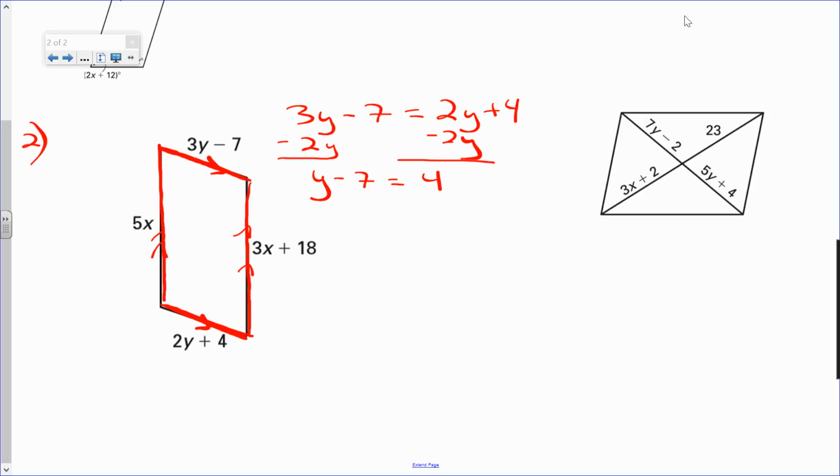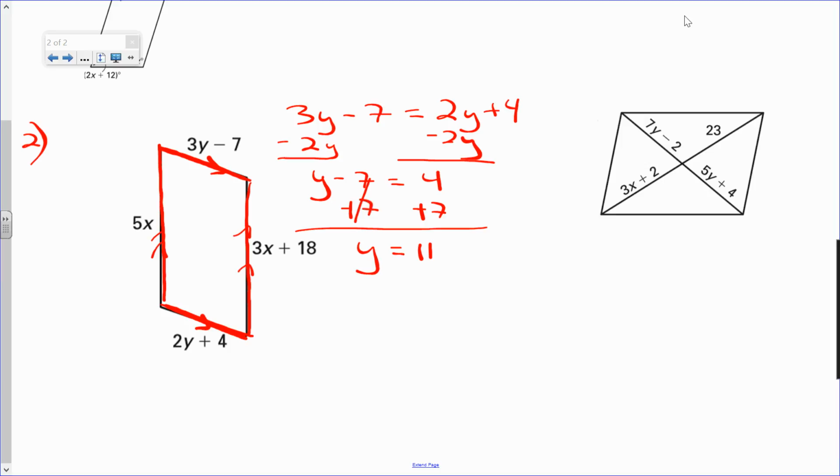And then to get y by itself, what should I do to both sides? Buckley, what do you think? What should I do to get y by itself here? No problem. Ellen's going to come to the rescue. Hit it, Ellen. Nice. So y is 11. Half the mission's over.